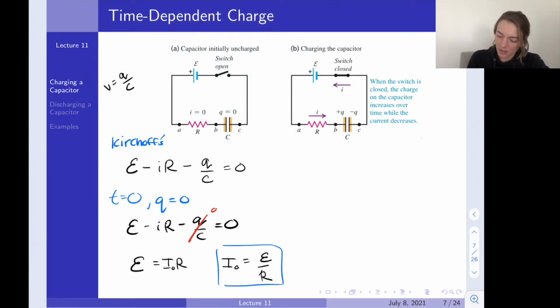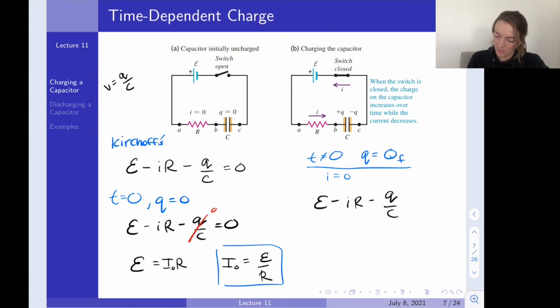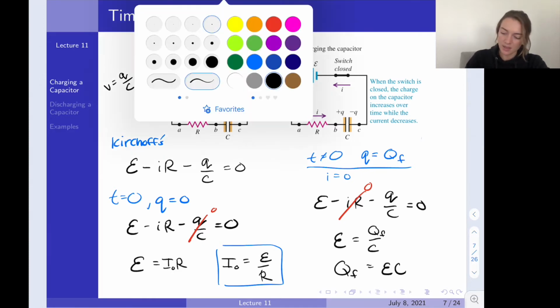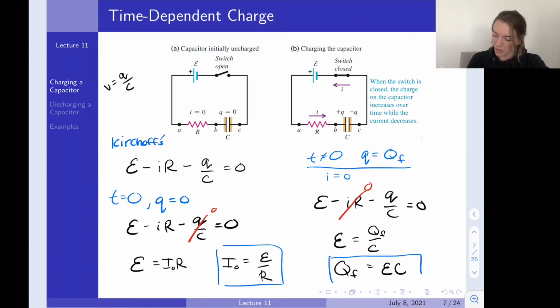And now let's look at the case when t is not equal to 0 and the capacitor is fully charged. We'll say the time-dependent charge on the capacitor is equal to the final charge. We said when the capacitor is fully charged, there's no more current going through the circuit. So this term is 0, and this equation will now become E is equal to Q over C, but the Q here is the Q final, so I'm going to write Q final. So the Q final we can write in terms of the EMF of the battery and the capacitance of the capacitor.